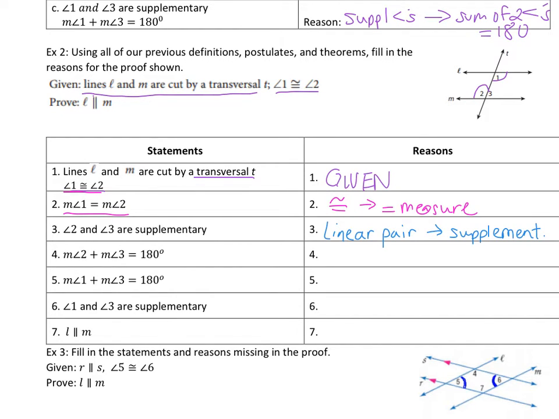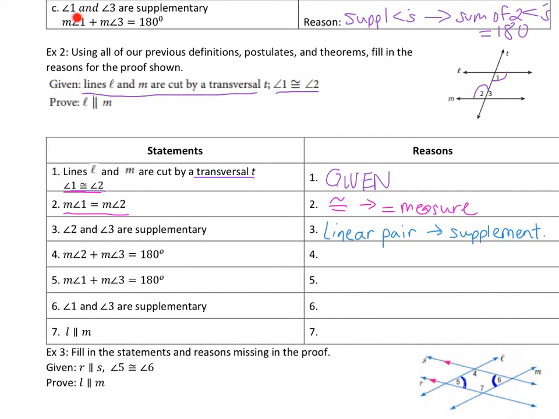On this next step, reason or step number 4, you see that the measure of angle 2 plus the measure of angle 3 equals 180 degrees. And where did it mention angle 2 and 3 before? That's right above it. So from this statement right here, 2 and 3 are supplementary. How can we write now that they are equal to 180 degrees?